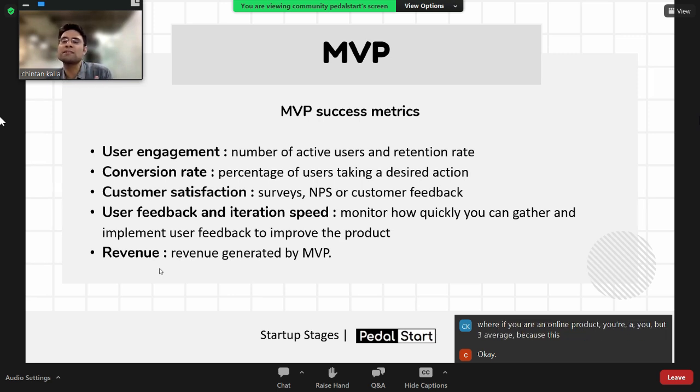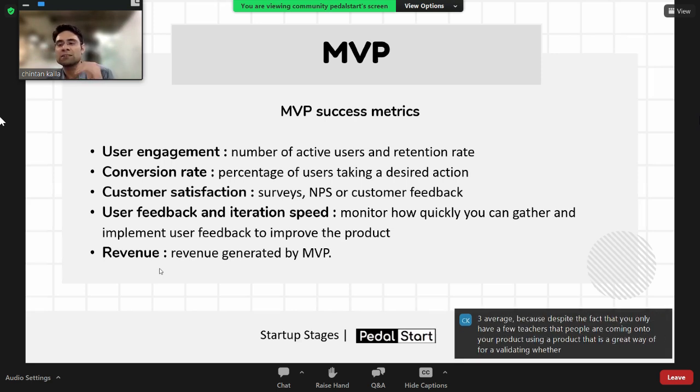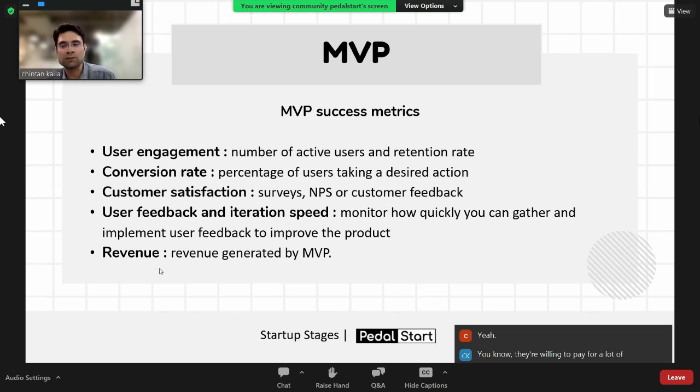Despite the fact that you only have a few features, if people are coming onto your product and using it, that is a great way of validating whether the product is good or not. And revenue is probably the biggest output parameter which you can get. If people are willing to pay for your MVP, I'm sure they're willing to pay a lot more for the full product.